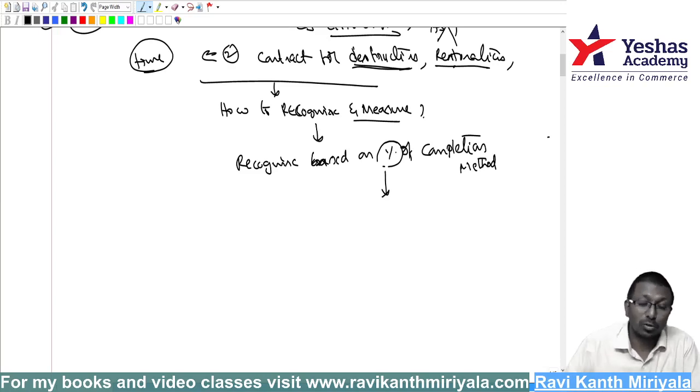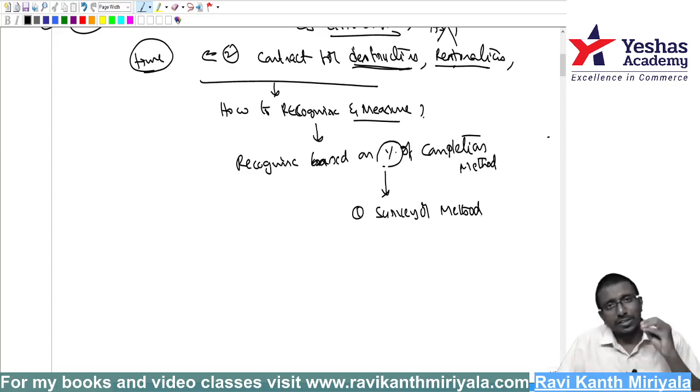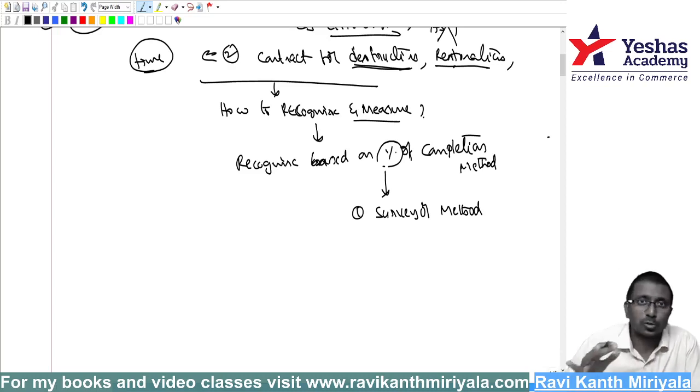Correct. Now, next question: how do you calculate? First method, what we say, the surveyor method. A surveyor is nothing but an engineer, an expert. He will visit the site every year end and do his calculation. He will certify that this much, 25.25 percent, work is completed, and 25.5 percent will be recognized in that year. So far how much percentage of work is completed, he will determine.